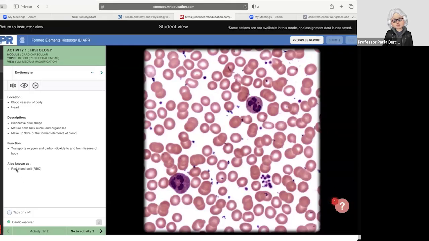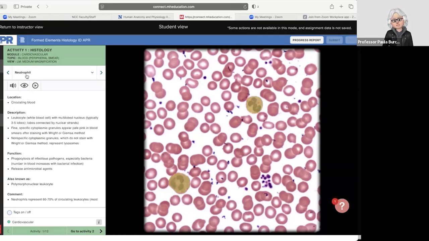Also down here at the very bottom, there might be some additional information. In this case, it's telling you that an erythrocyte is also a red blood cell or an RBC. Now on the quiz, you have to write it out. You can't use any abbreviations. So now we're going to go on to the next structure in that structure list, and that is my neutrophil.